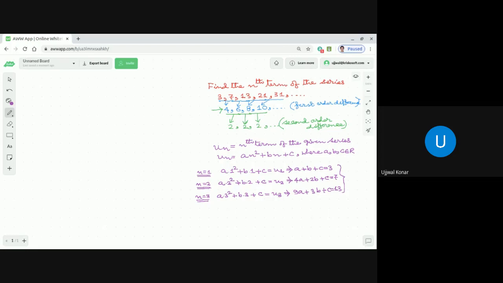What are these three equations? A plus b plus c is equal to 3. 4a plus 2b plus c is equal to 7. And 9a plus 3b plus c is equal to 13. A few minutes back I said the number of unknowns is 3, so I need to have 3 equations. Now from there I can find the values of A, B, C. I want you to find the values of A, B, C from these 3 equations. Please send it to me right now, and do let me know what values of A, B, C you got.